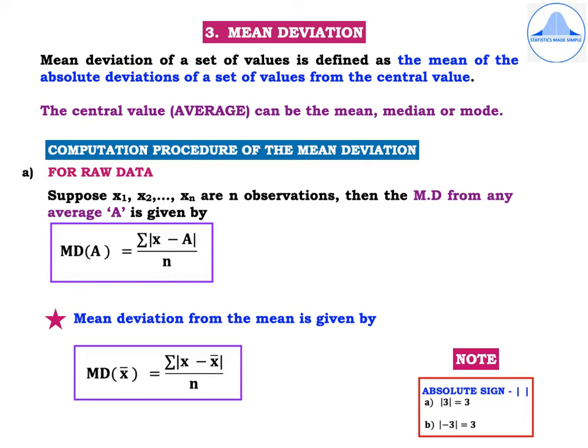In particular, the mean deviation from the mean is given by MD of x bar. So instead of capital A, now replace it by x bar, which is equal to summation modulus of x minus x bar divided by small n, where you have to use the formula for x bar for raw data, which is nothing but summation x divided by small n. So whenever we solve problems on mean deviation, you have to be thorough with the calculations of the arithmetic mean, median and mode for raw data, for discrete data and for continuous data.